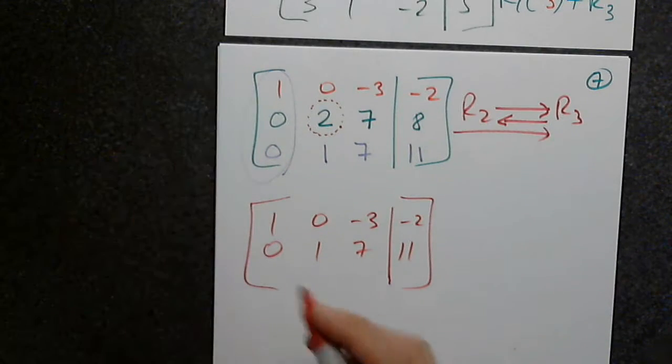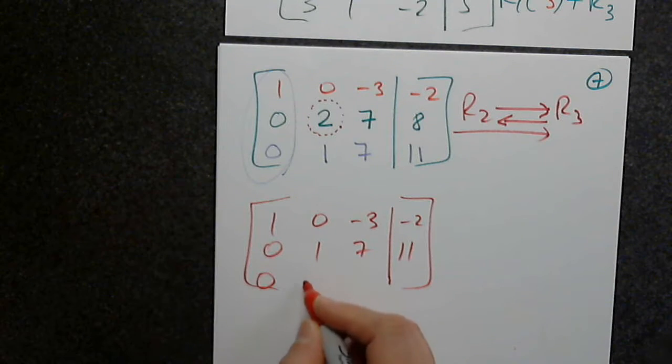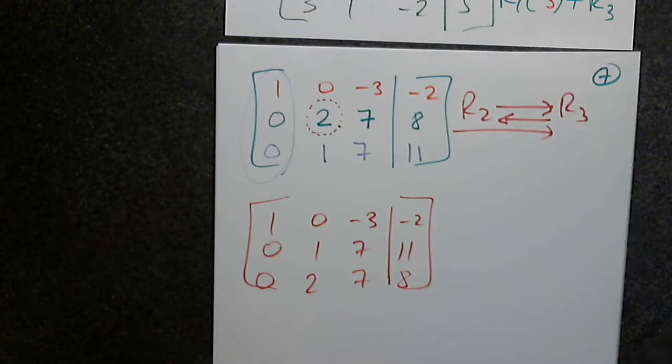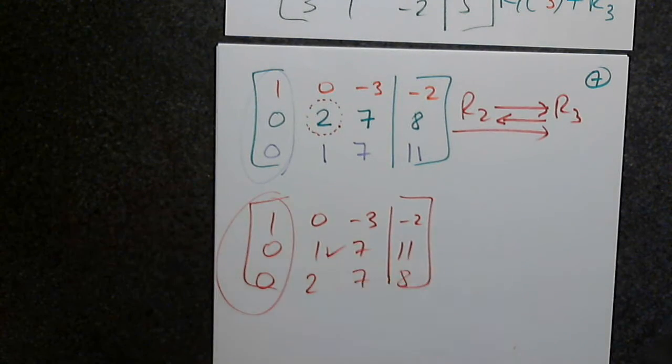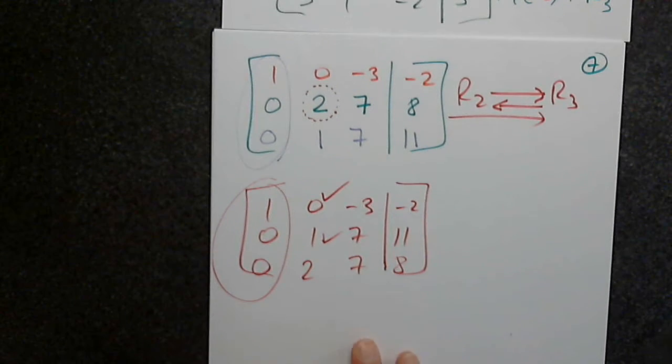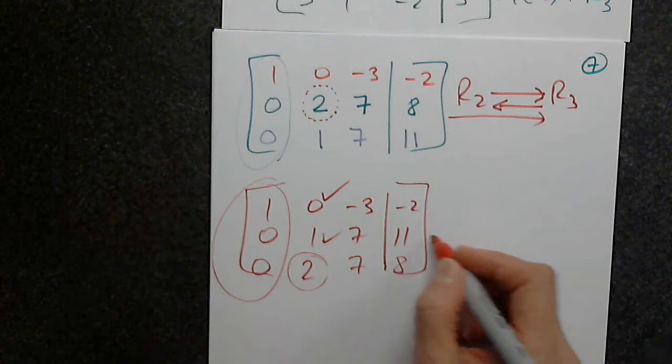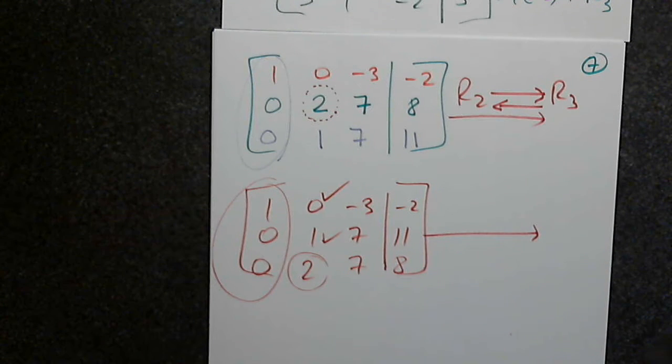11. Very good. And then row 3 will be now 0, 2, 7, and 8. So we are happy. This is done, and this is the 1. I'm also happy that this is a 0. So I'm only focusing on this now. Which row I have to use in order to get the 0 instead of a 2.